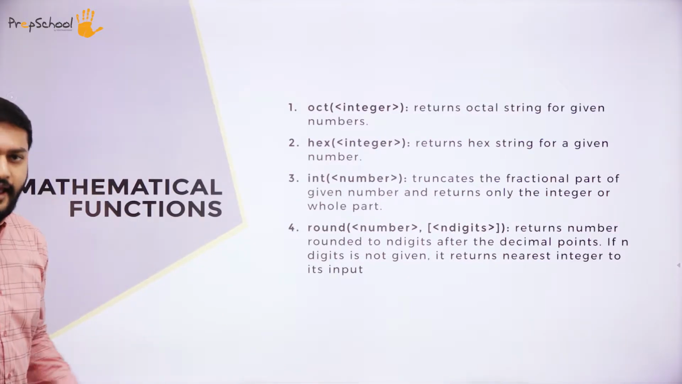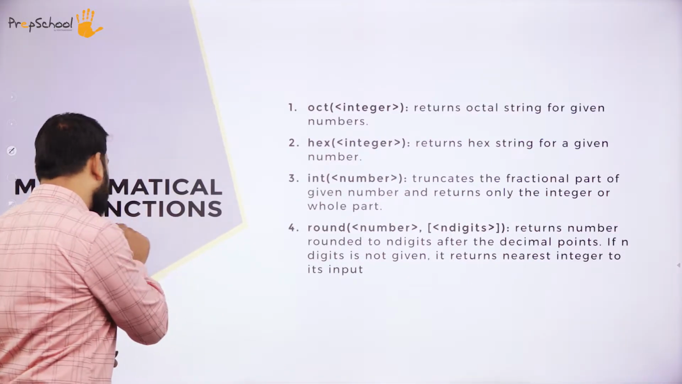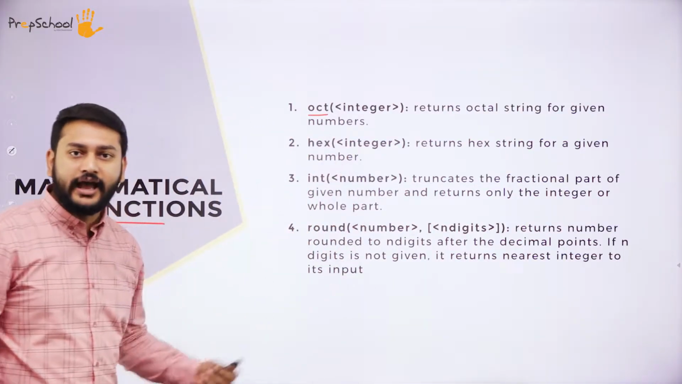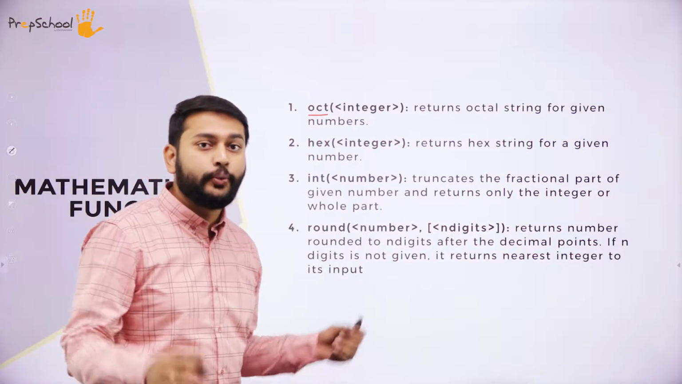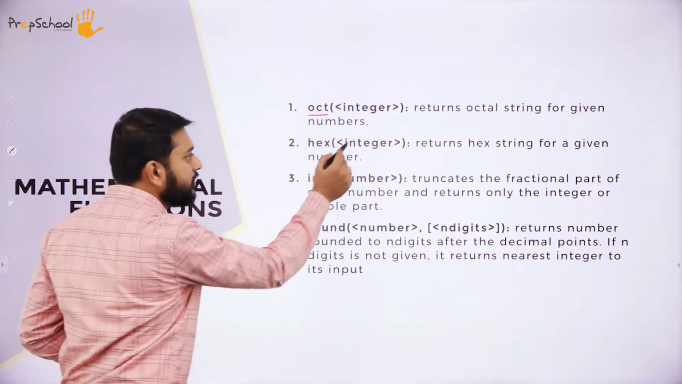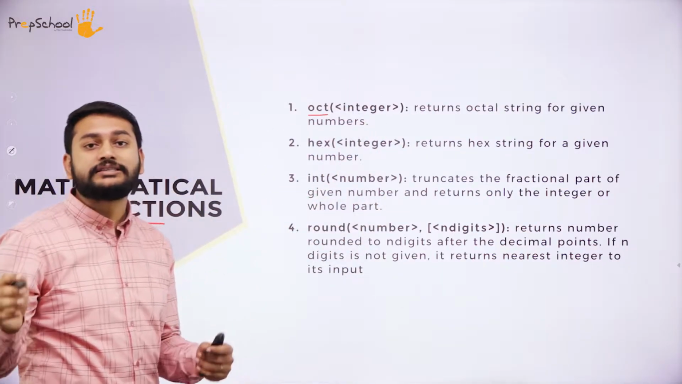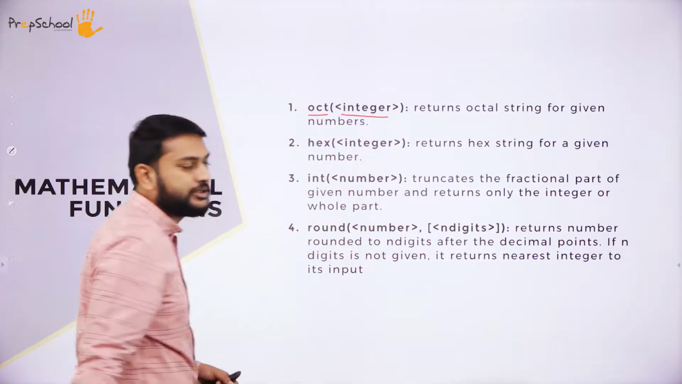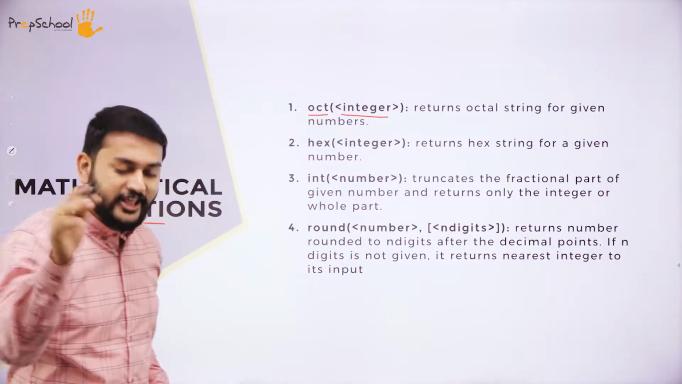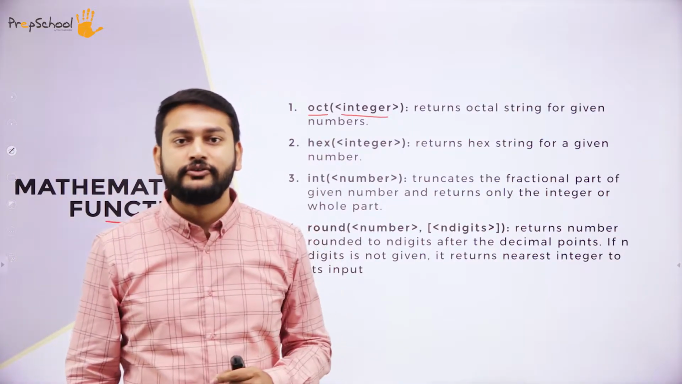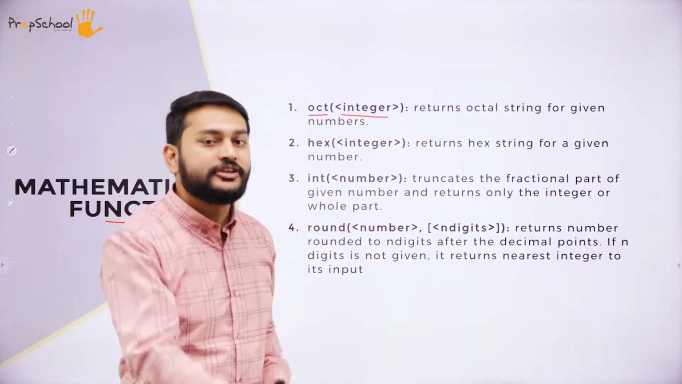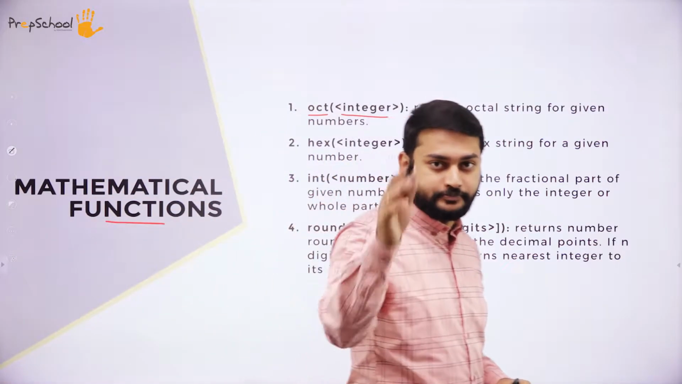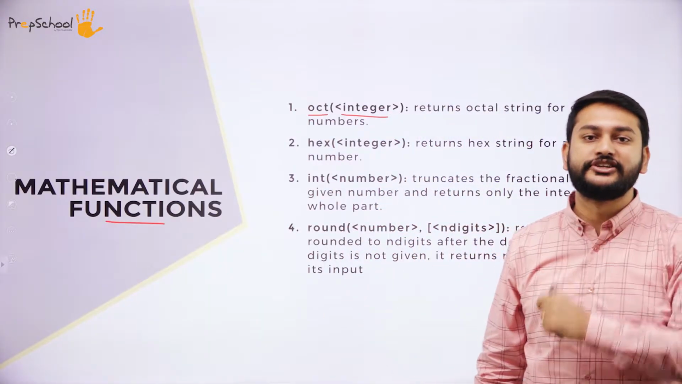I have some mathematical functions. The first function is oct. Please observe. Inside this function, I will pass an integer, so my integer number will be present here. This function will give me the octal value. This function will give me the octal value is what you need to understand.